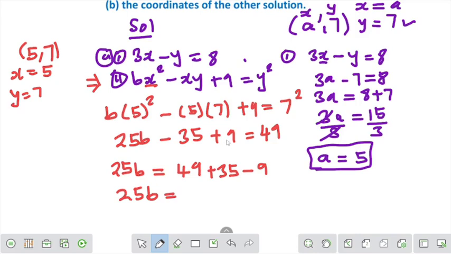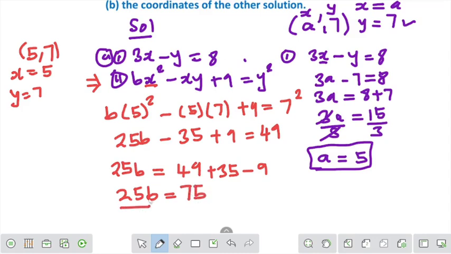Then positive 9 has become a negative. So it is just a matter of finding the value of 49 plus 35. That's the value that you should find. Okay, 49 plus 35, then take away 9. So you are going to remain with 75 once you do the addition and the subtraction.